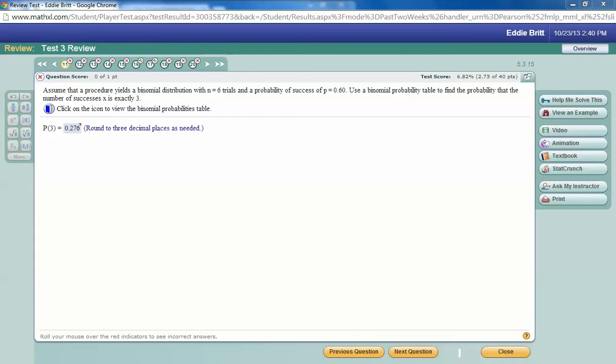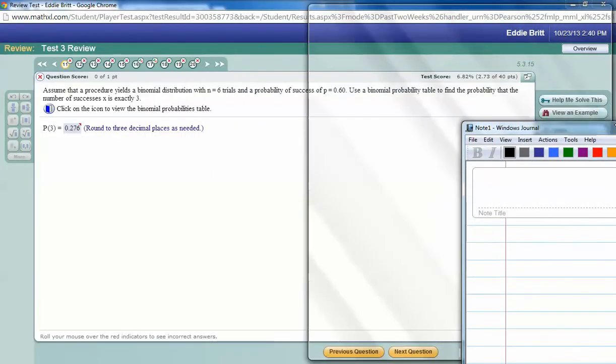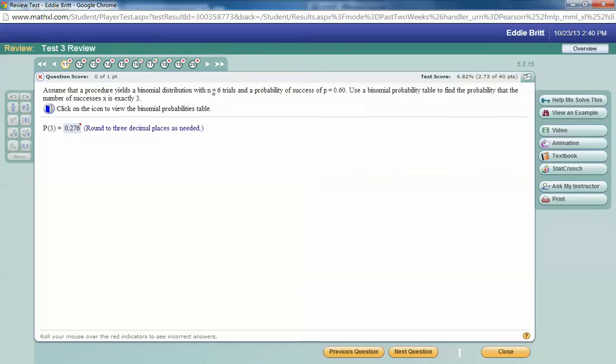Picking up with problem number 11. Assume that a procedure yields a binomial distribution with n equals 6 trials and a probability of success of p equals 0.6. Use a binomial probability table to find the probability that the number of successes x is exactly 3.